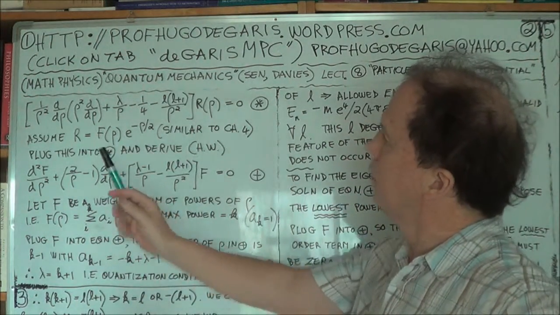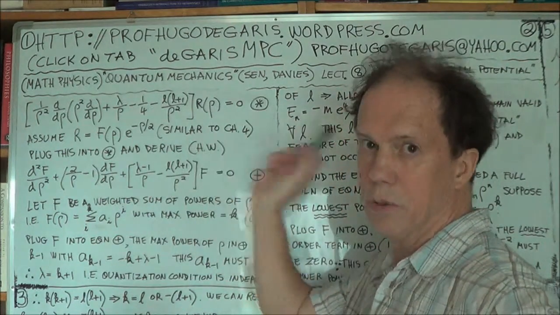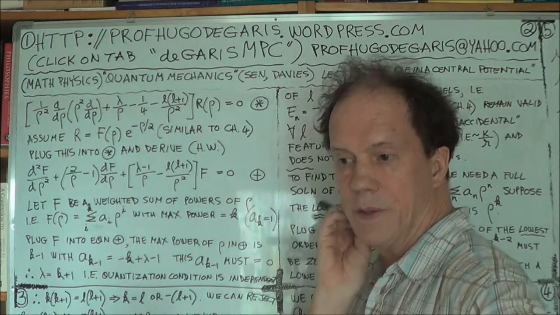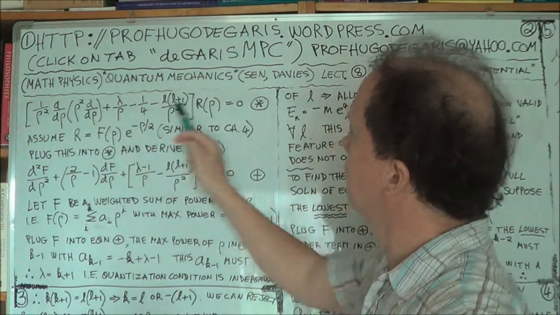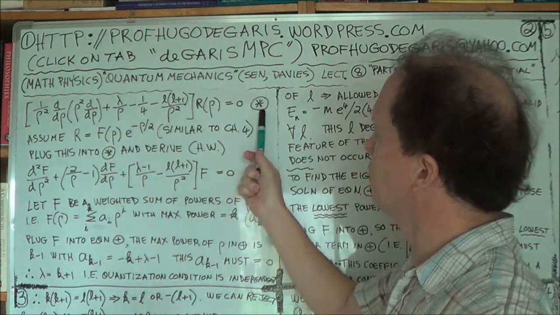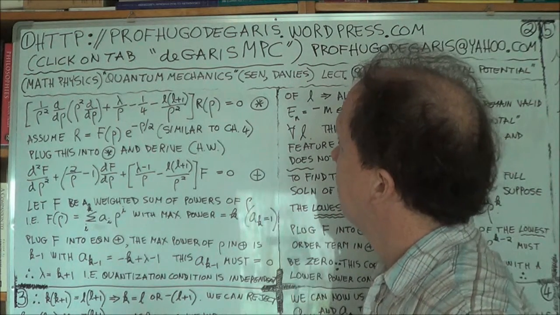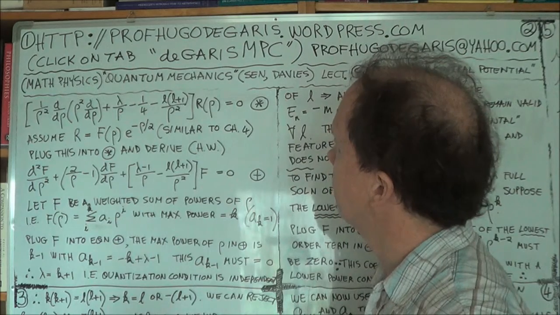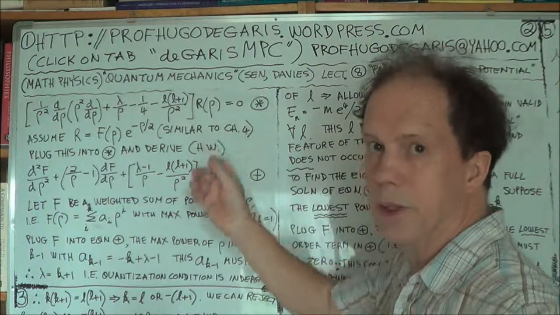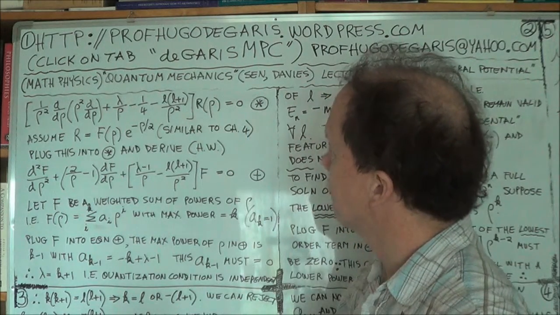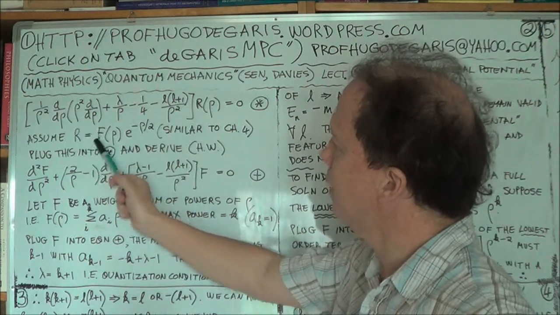I've written out the Schrödinger equation, the radial part, in the case of a central potential here. So this is just a repeat, and I've labelled it star circle. Okay. Now we're trying to find what this big R term is, just following on from the previous session.